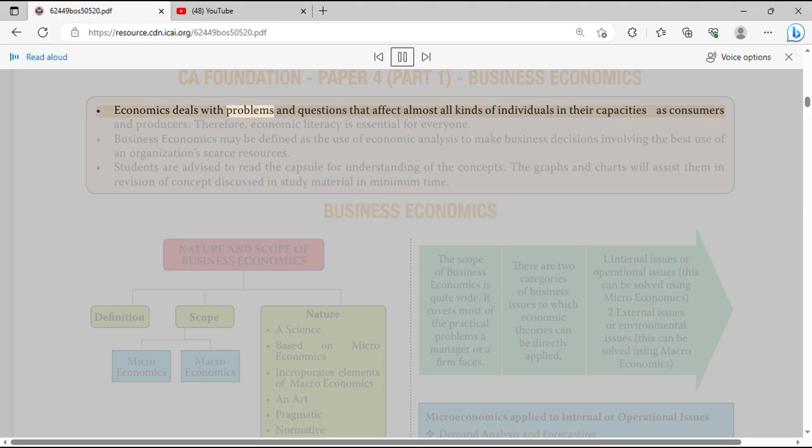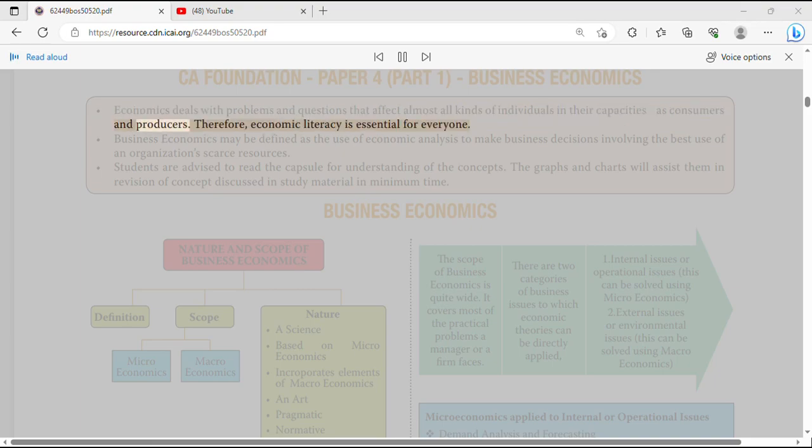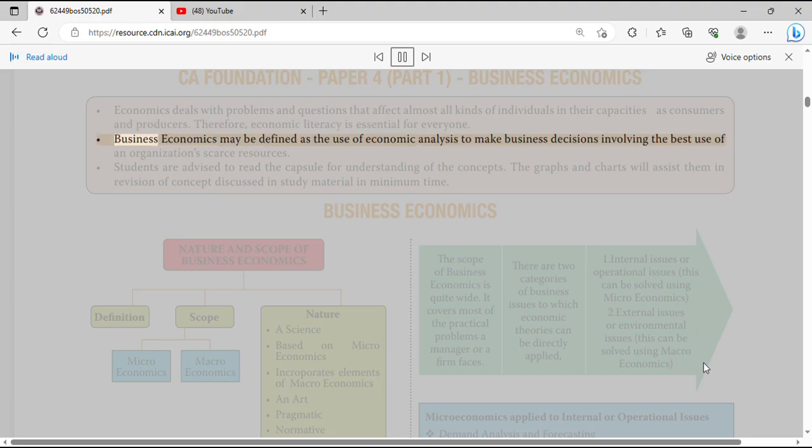Economics deals with problems and questions that affect almost all kinds of individuals in their capacities as consumers and producers. Therefore, economic literacy is essential for everyone. Business economics may be defined as the use of economic analysis to make business decisions involving the best use of an organization's scarce resources.